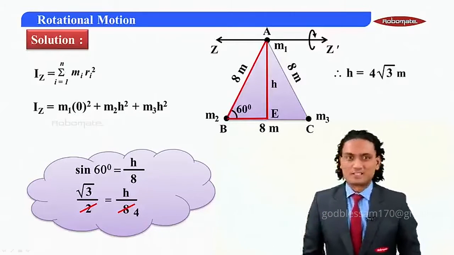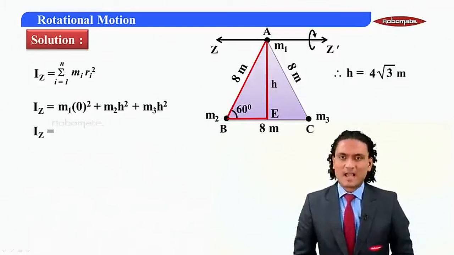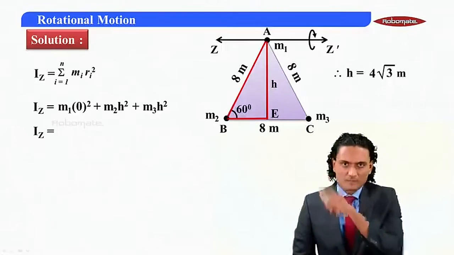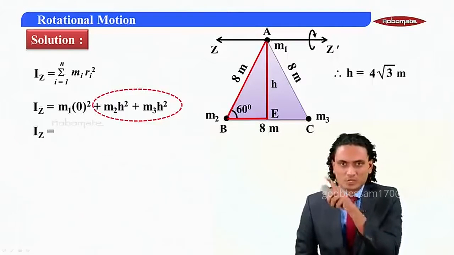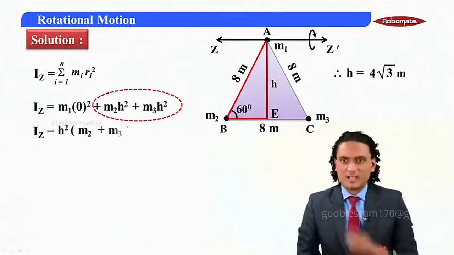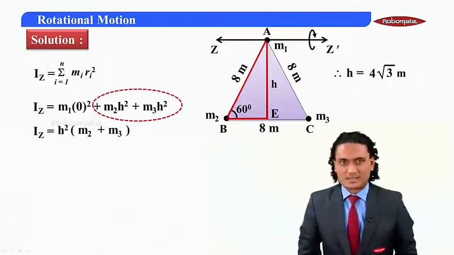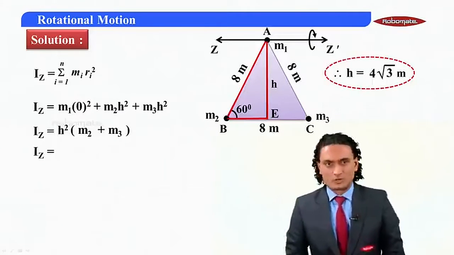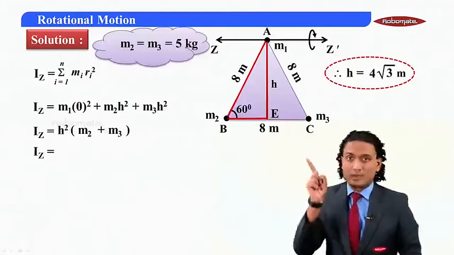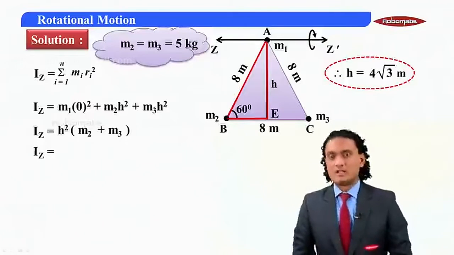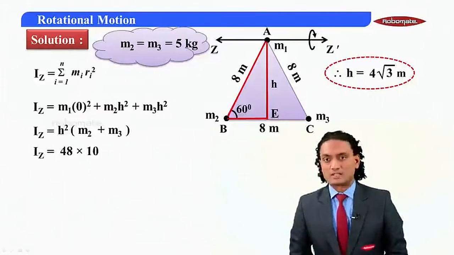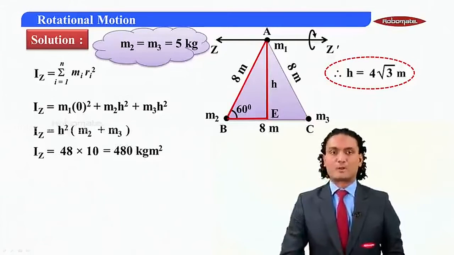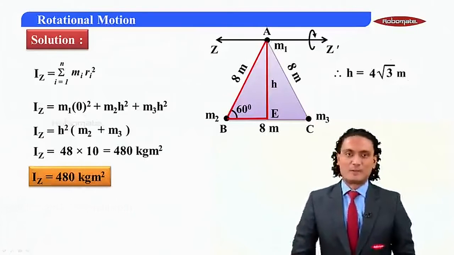So can we find out Iz? Yes. Now we can write Iz is equal to M1 into 0 square, which will become 0. Now hold on. See that formula. What is common over there? See these two terms? There is a term common. Yes, very good. H square is common. So within bracket you will get M2 plus M3. Now students, we can write Iz is equal to, we know what is H. H is 4 root 3. Also we know what is M2 and M3. M2 and M3 is 5 kg. It's given in the question. So then Iz will be 4 root 3 square, which is nothing but 48, into M2 plus M3, which is 10. So 48 into 10 is nothing but 480 kilogram meter square. So Iz is 480 kilogram meter square.